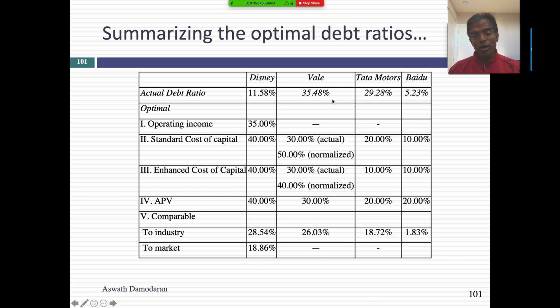For Vale, I got 35.48, and there I got a mixed effect depending on whether I use the cost of capital approach or the APV approach. It looks either slightly over-levered or perhaps correctly levered. Tata Motors, the actual debt ratio is 29%, and they look over-levered relative to every approach. And Baidu had a 5% debt ratio, and they look slightly under-levered using 3 approaches, but over-levered relative to the sector. What I would recommend for your company is use the cost of capital approach and compare to the industry.